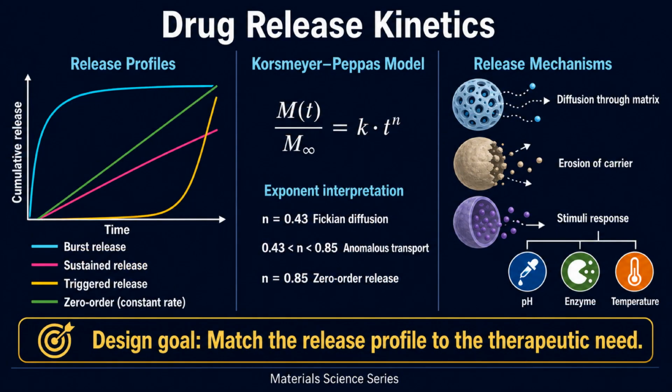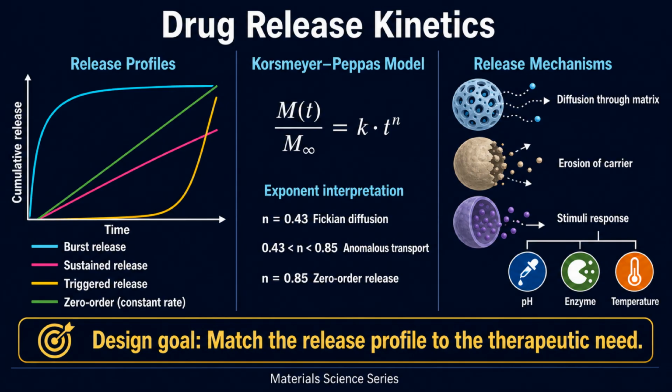Controlling how drugs release from nanocarriers is crucial for therapeutic efficacy. Different release profiles suit different applications. Burst release delivers drug rapidly, appropriate for acute conditions. Sustained release maintains constant drug levels, ideal for chronic therapies requiring steady-state concentrations. Triggered release holds drug until a specific stimulus, like low pH in tumors or elevated temperature from hyperthermia, activates release at the target site. The Korsmeyer-Peppas model describes release kinetics mathematically.